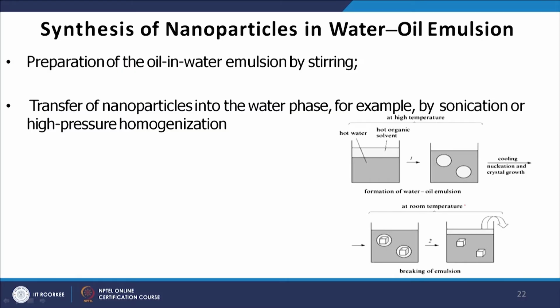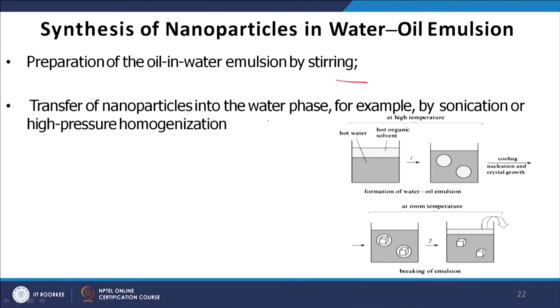So, the synthesis of the nanoparticle by the water-oil emulsion or the mini emulsion technique is a very commonly used technique, where the oil in water emulsion is prepared by stirring, and that stirring can be either bath sonication or probe sonication. Transfer of nanoparticles into the water phase, for example by sonication or high pressure homogenization.